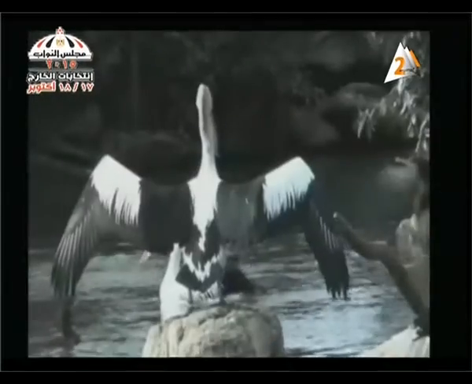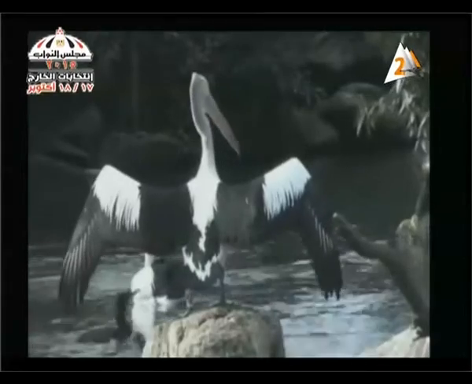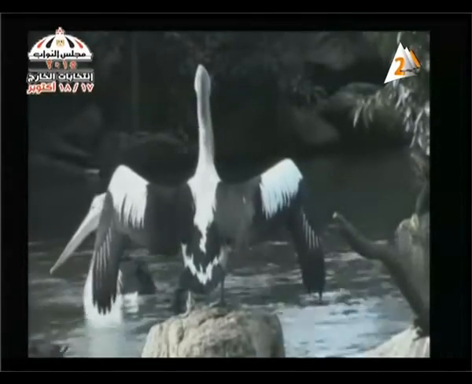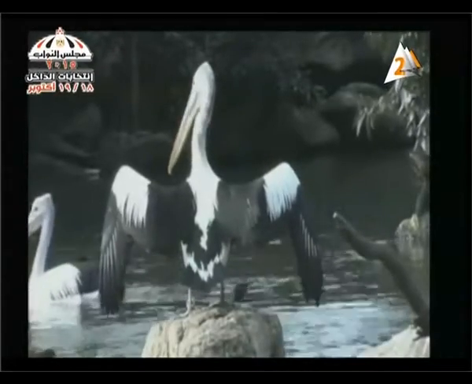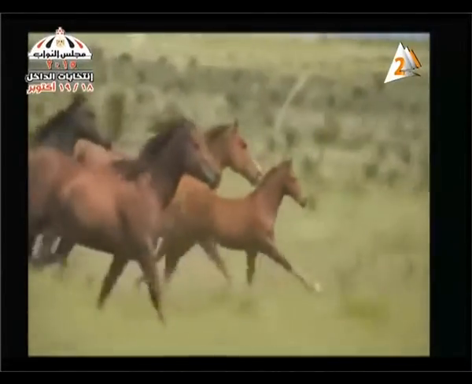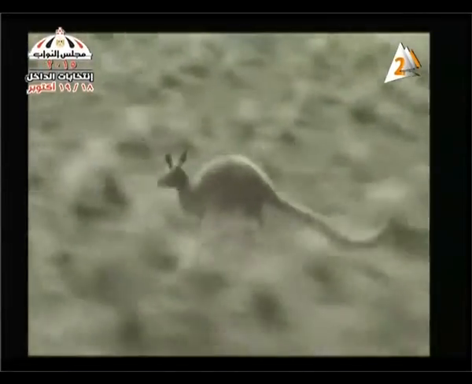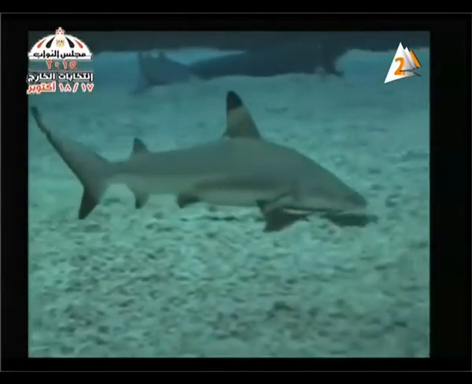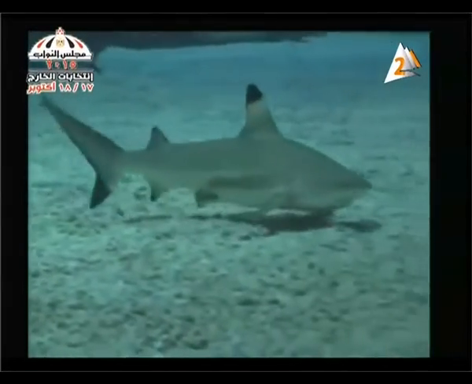Now we are going to talk about different types of support. Support may be external, as in arthropods, or internal, as in vertebrates.